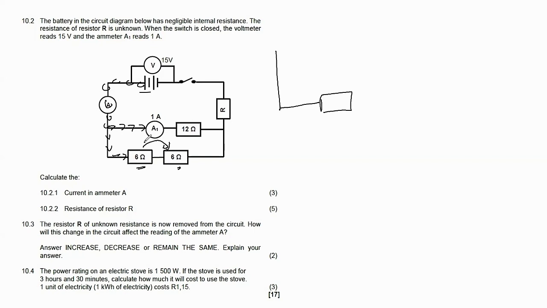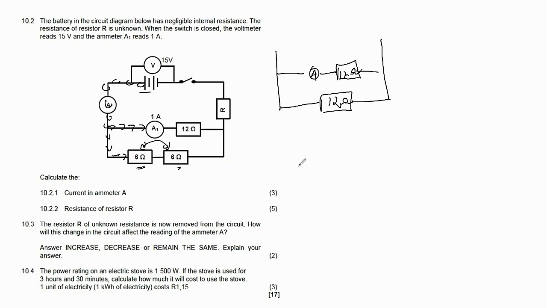So we'll add the 6 ohm and the 6 ohm, and then it will give us a 12 ohm resistor here. So we have our A1 here, and then this 12 ohm, which now at this point we can say that a combination of these 2 resistors will be in parallel to the 12 ohm resistor over there, right?